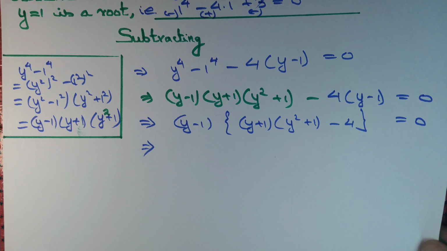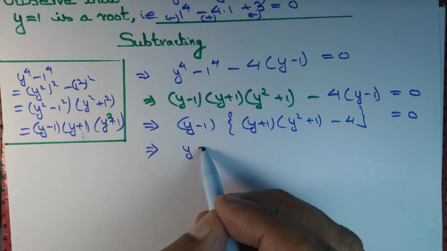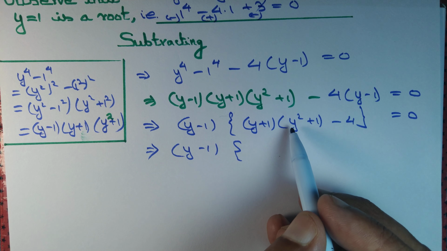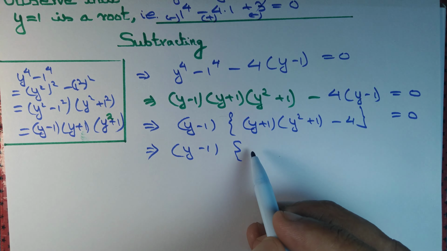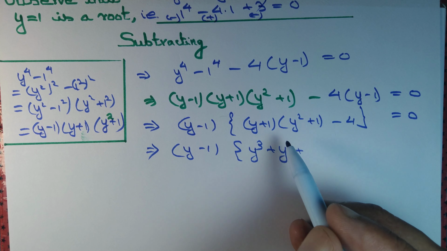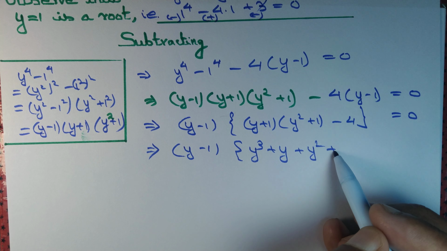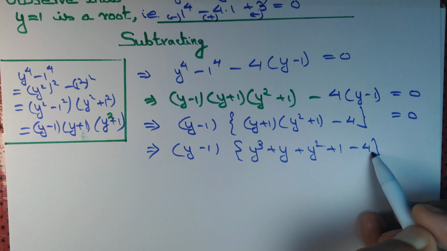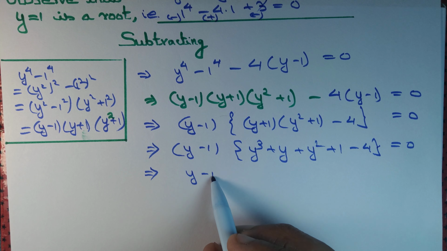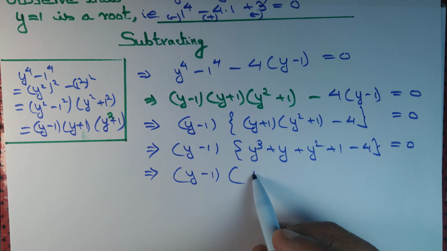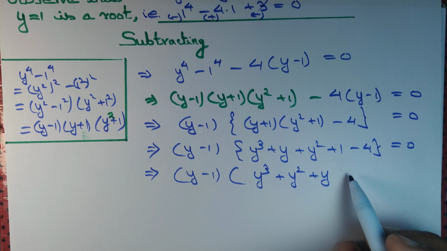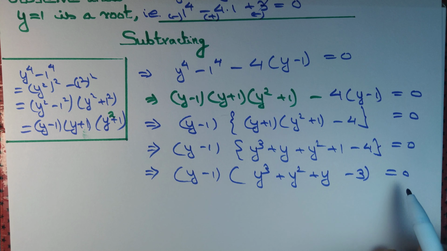Now, let's simplify this expression. y into y square, we simply apply distributive law. y into y square is y cube. y into 1 is y. 1 into y square is y square. 1 into 1 is 1. y cube plus y square plus y minus 3 equal to 0.